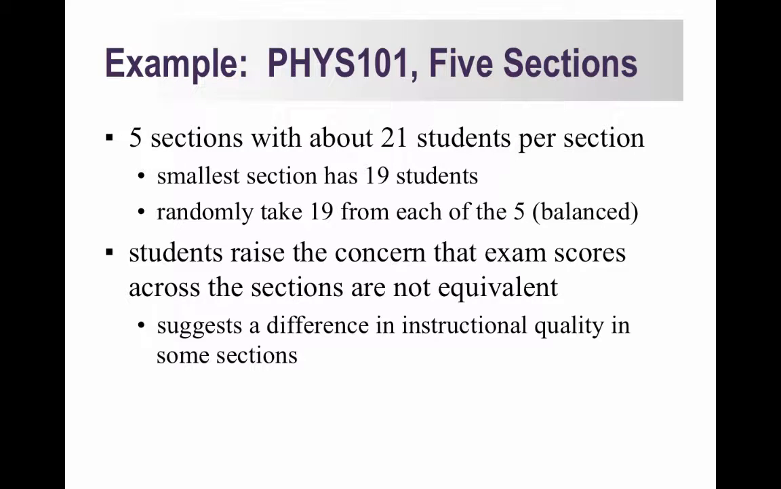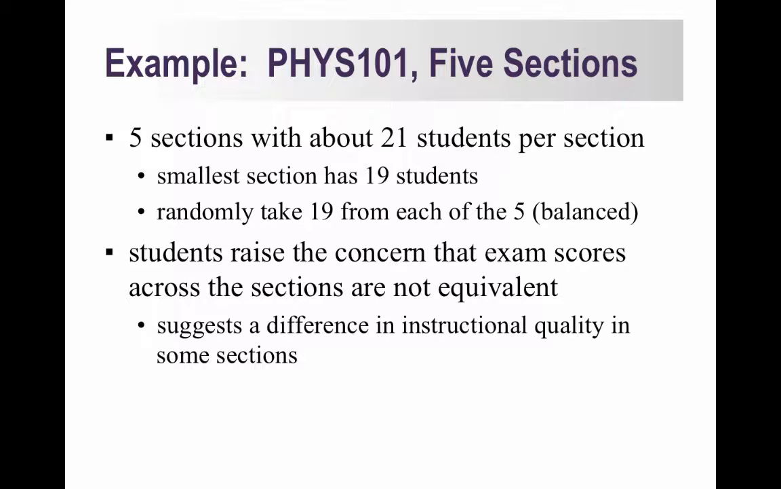A professor is teaching Physics 101, and there are 5 sections. There's about 21 students in each section. The smallest section happens to have 19 students. Students begin to raise the concern that the exam scores across the sections don't appear to be equivalent. And they're suggesting that the difference is due to the instructional quality in some of the sections. The professor is rightly concerned. She thinks to herself, this may be a problem.